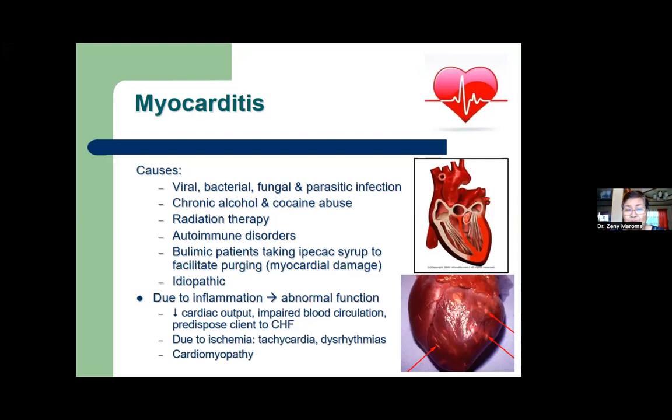nadadamage din ang puso. Autoimmune disorders. Anong autoimmune disorders na to? Yung SLE, systemic lupus erythematosus. So kaya rheumatic heart disease. Idagdag pa natin. Bulimic patients. No? Taking Ipecac syrup to facilitate purging. And therefore, this cause myocardial damage.